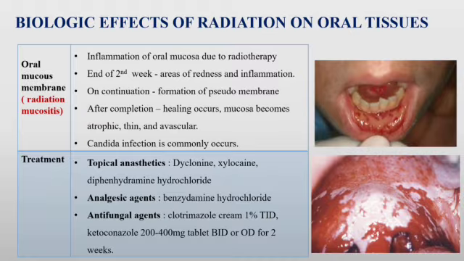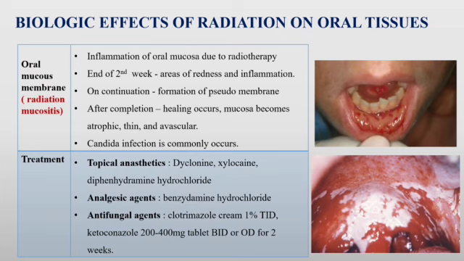Moving on to biologic effect of radiation on oral tissues. Basically, 5 tissues are involved, that is oral mucous membrane, salivary glands, taste buds, teeth and bone. So first let's see one by one.